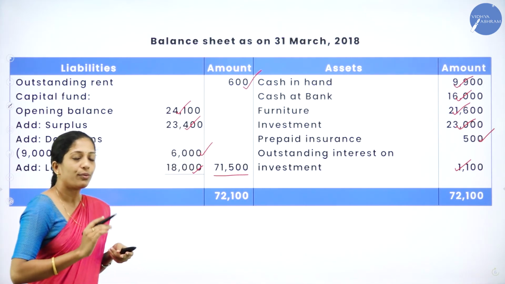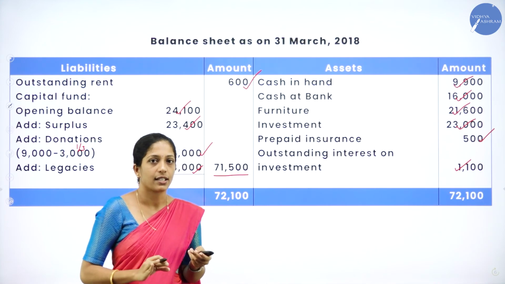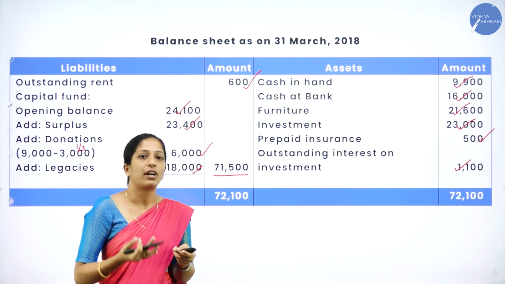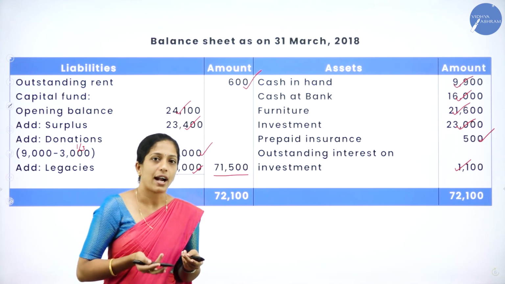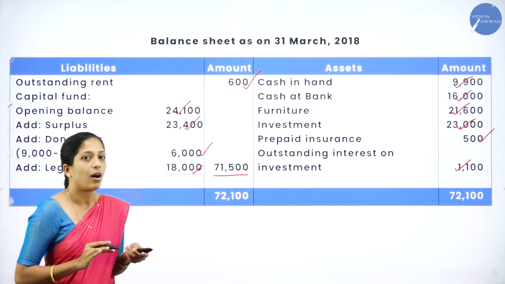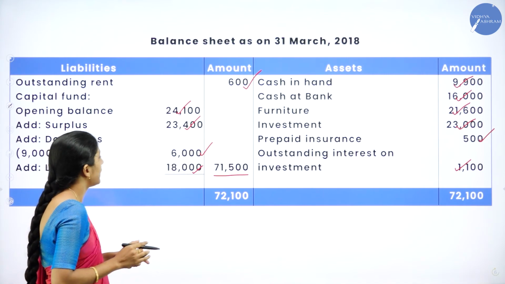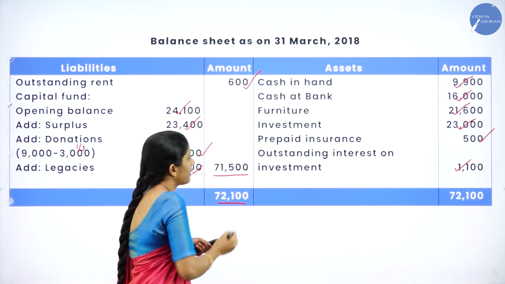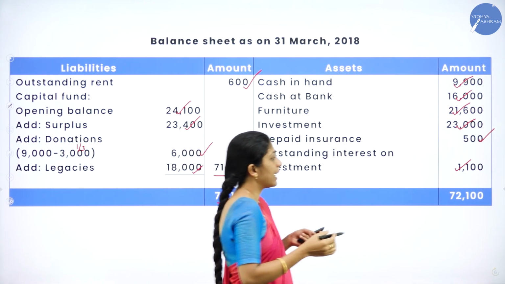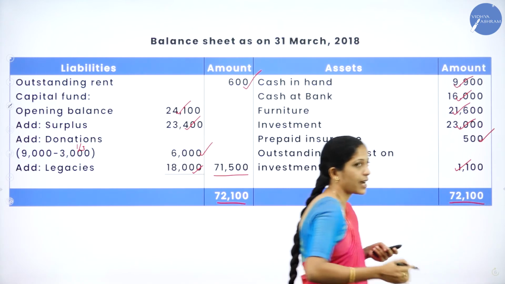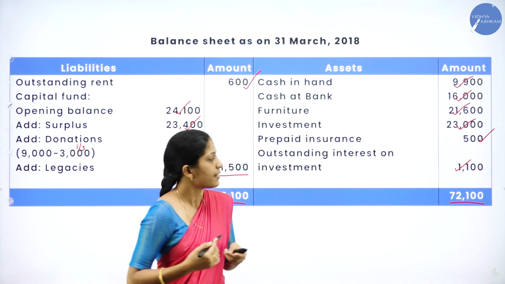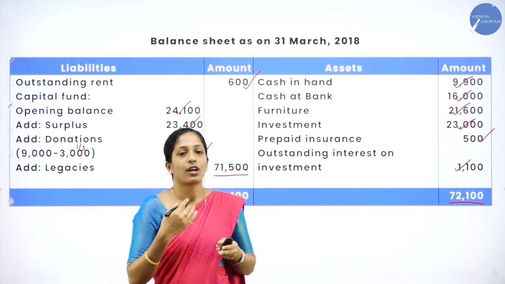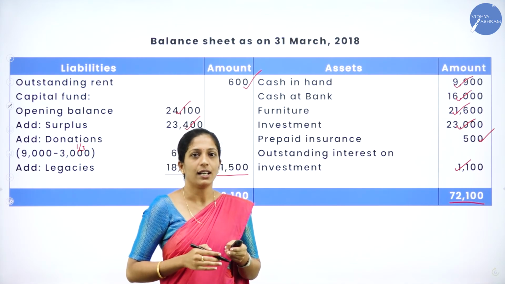Now we are done with all the entries. So we have taken capital fund, we have added surplus, legacies and donations. Now we have to add all the liabilities. We will get 72,100. When you add all the assets, you will also get 72,100. Now your total assets are 72,100 and the liabilities are also 72,100. So your total assets are equal to total liabilities.